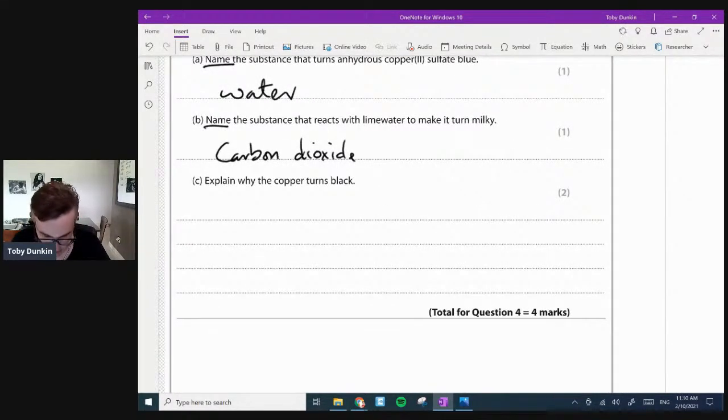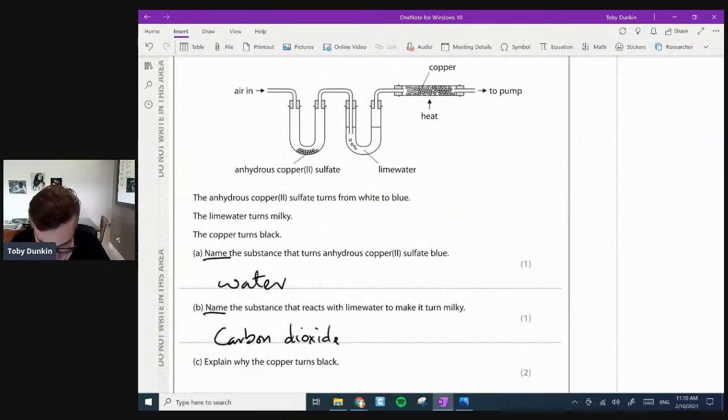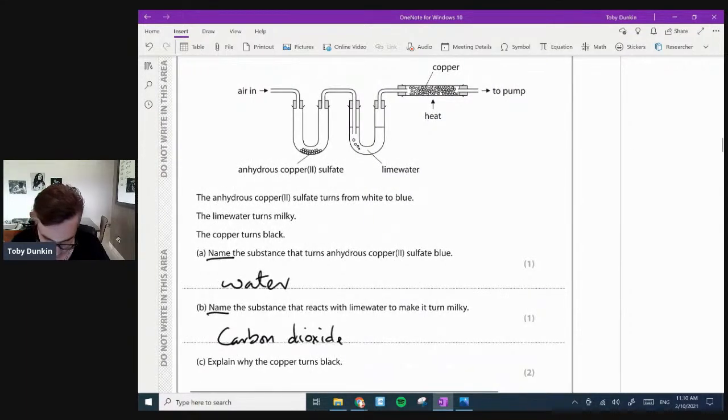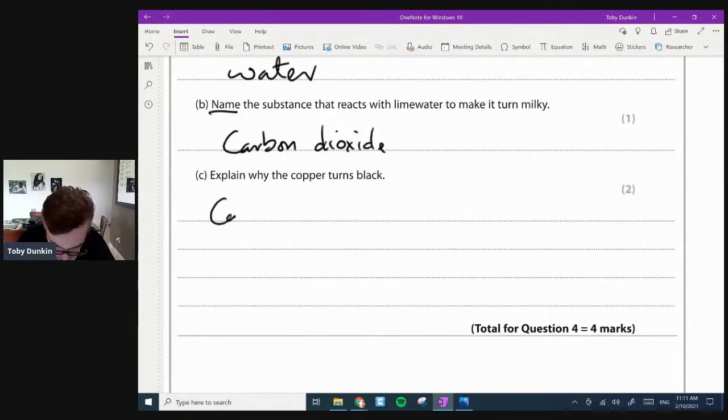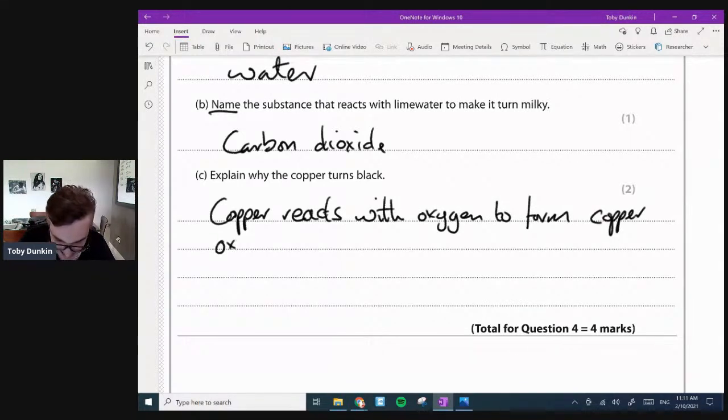Explain why the copper turned black. It's reacting with the excess oxygen. That's what it's doing. Copper reacts with oxygen to form, sorry about the noise, guys, copper oxide, and copper oxide is black.